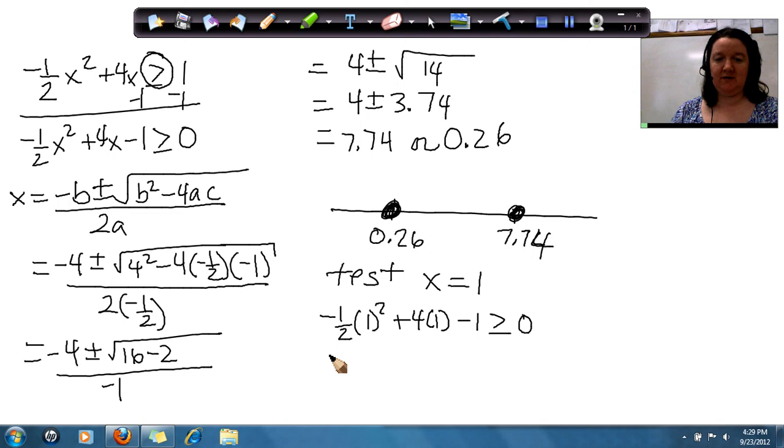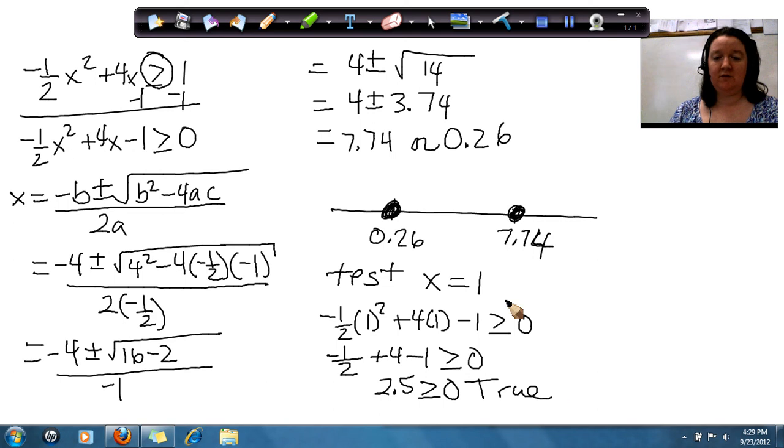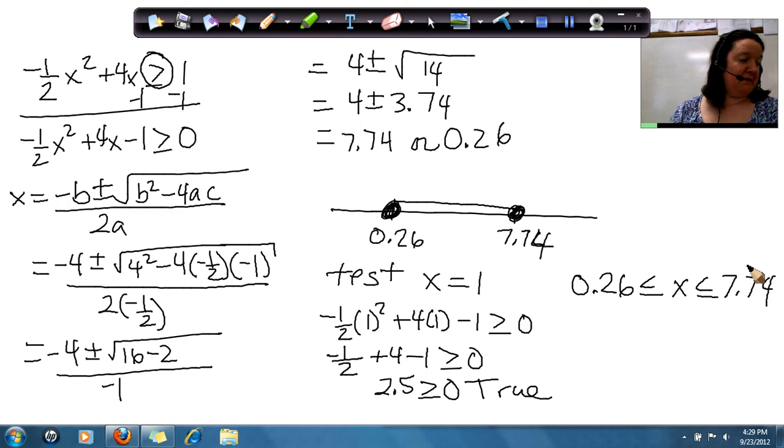So that's going to give me a negative 1 half plus 4 minus 1. So that's going to give me 2.5, greater than or equal to 0, and that is a true statement. So we are going to connect the dots, and that would give us 0.26 less than or equal to x less than or equal to 7.74. It's a solution.